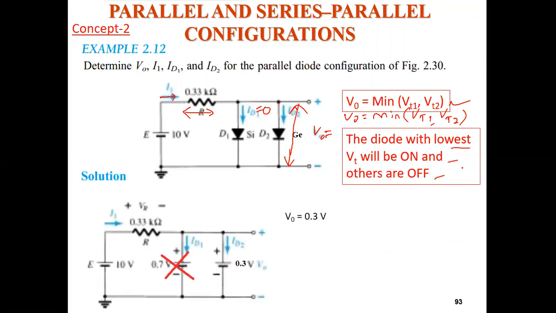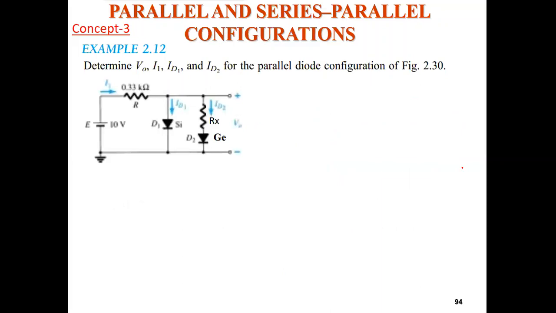Okay, so this thing you will see at your end. Okay, another concept, that concept 3, if I have 2 different diodes, but there is a resistor Rx which is connected in the path which is having the lower threshold voltage diode. जर्मेनियम का 0.3 है, सिलिकॉन का 0.7 है, तो जो 0.3 वाला डायोड है उसके साथ एक रेजिस्टर लगा है, तो यहाँ पे V0 कितना होगा?